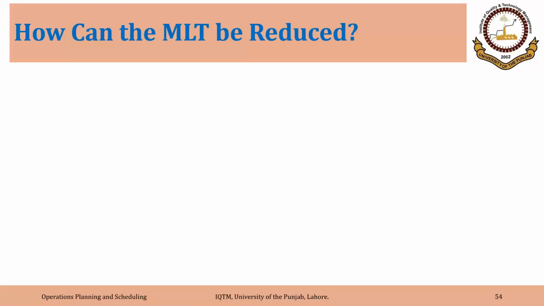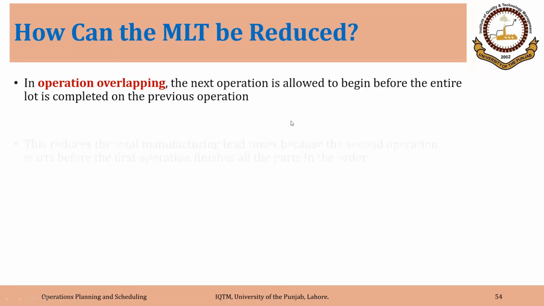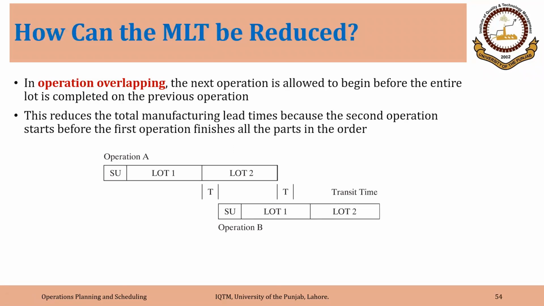So there is a question that needs to be answered: how can the manufacturing lead time be reduced? Now, there are different possibilities to achieve this goal. We are going to discuss two methods from an operations planning point of view. They have very fancy names, but basically they are very simple approaches.